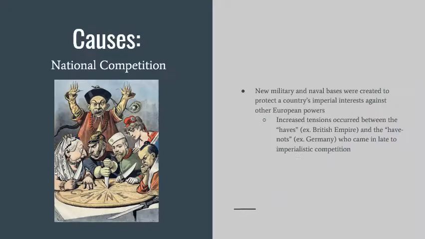Finally, the idea of national competition also leads to the spread of imperialism. Basically, different industrial countries were racing to claim as much land as possible because they were worried that other nations would claim it if they didn't get to it first. As a result, new military and naval bases were created to protect a country's imperial interests against other European powers. And this national competition leads to increased tensions between the haves, for example, places like the British Empire that had colonies on basically every continent, and the have-nots, places like Germany, who came in late to imperialistic competition.